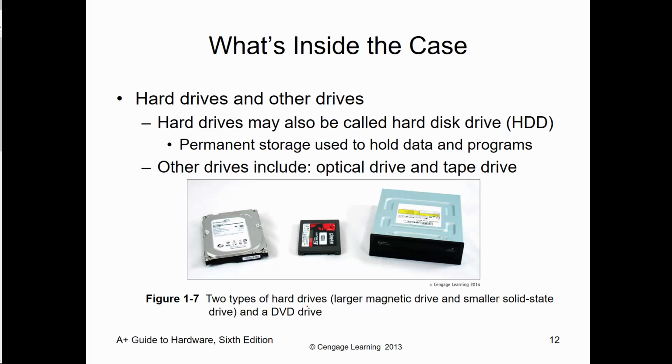Other forms of storage could be a hard drive or an optical drive. Here we have a mechanical hard drive. Notice its size. We have a more common SSD now, or solid state device. And then we have an optical drive, whether it be CD or DVD.